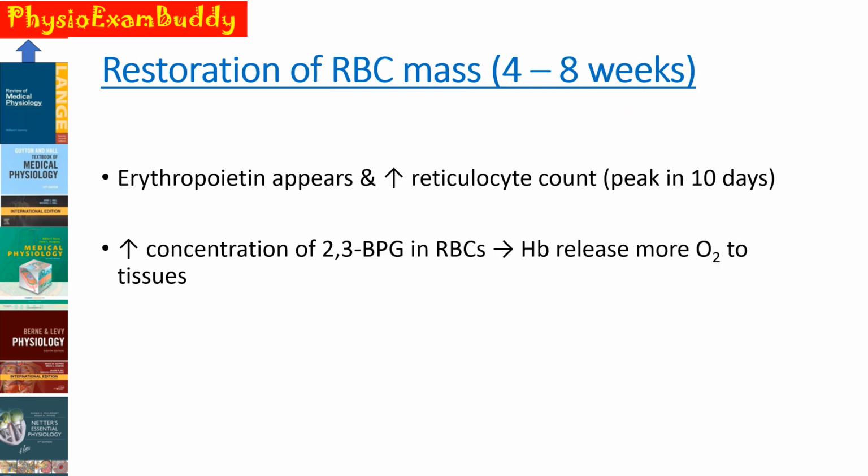And the last long-term compensatory mechanism is the restoration of the RBC mass. The erythropoietin will appear in the circulation and the reticulocyte count will increase, reaching a peak in 10 days. The red cell mass is restored to normal in 4 to 8 weeks. There will also be an increase in the concentration of 2,3-BPG in the red blood cells, which causes the hemoglobin to give more oxygen to the tissues.